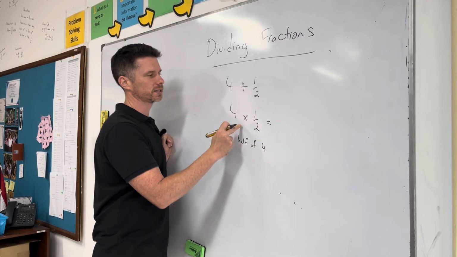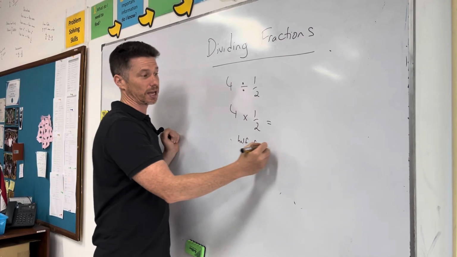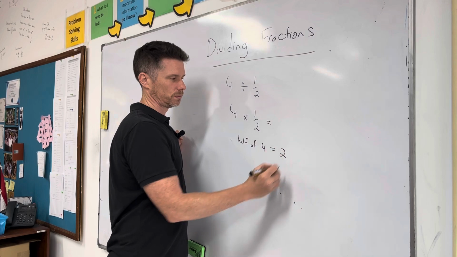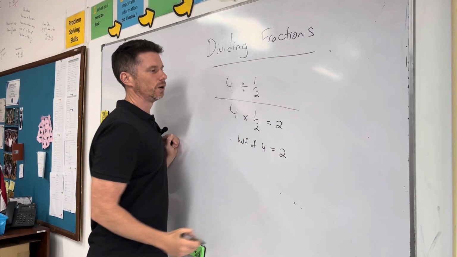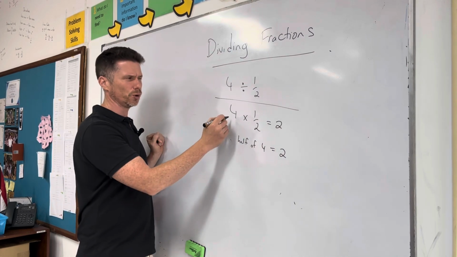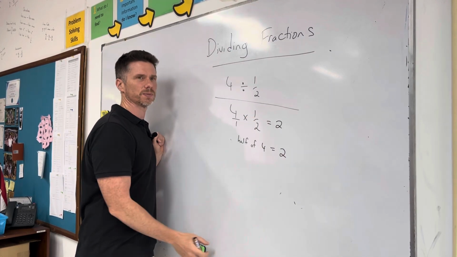Of 4? That's that written down. What is half of 4? And that is 2. Okay, so that answer is 2, and we know that already because 4 over 1 times a half.